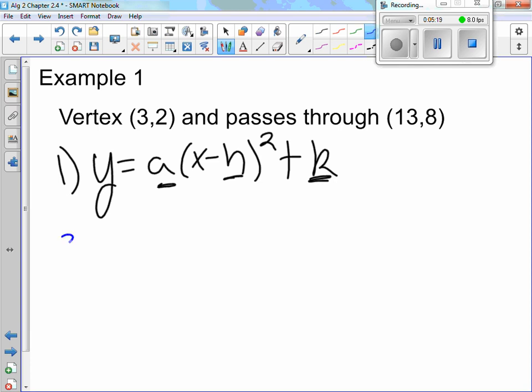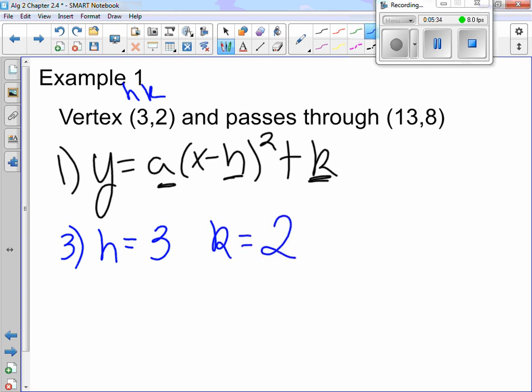So that's step 3. Do we know the values of the variables, and what are they? Well, I know the value of H, because the vertex is H, comma, K, yes? Well, what's the value of H? 3. What's the value of K? 2. These are the only two we know, correct? We do not know the value of A, yes?